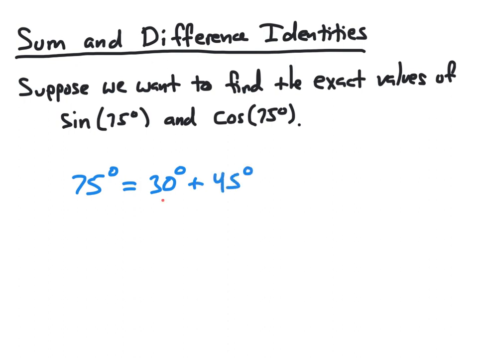And these two angles, we actually know the trig values of. We know sine and cosine of both 30 degrees and 45 degrees. And so it would be nice if there was a way to use the trig values for 30 degrees and 45 degrees to find the trig values of the sum of the two angles, namely 75 degrees. And it turns out that we have some formulas for both the sine and cosine that allow us to do this.